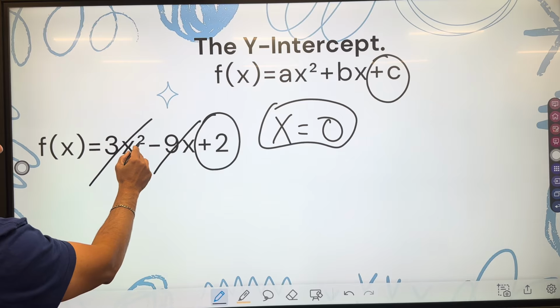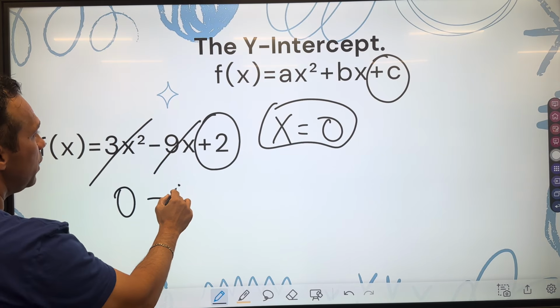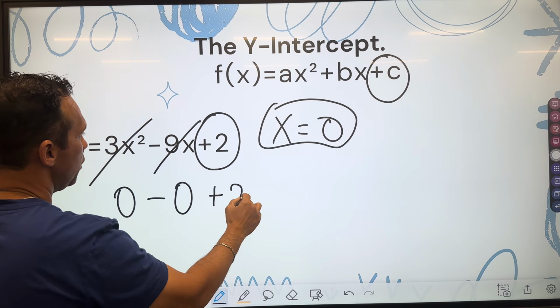If we do 0 to the power 2, 0 times 3 is 0, minus 9 times 0, 0 plus 2. So C is the y-intercept.